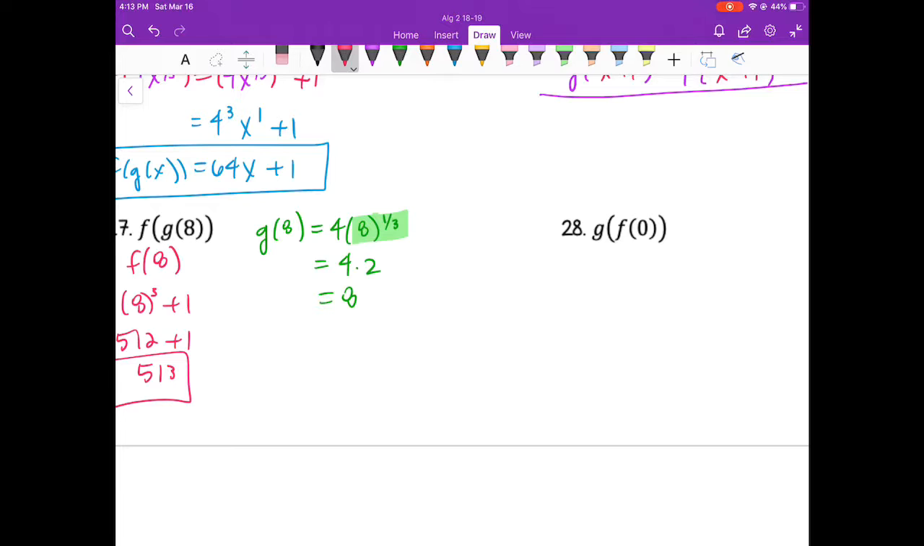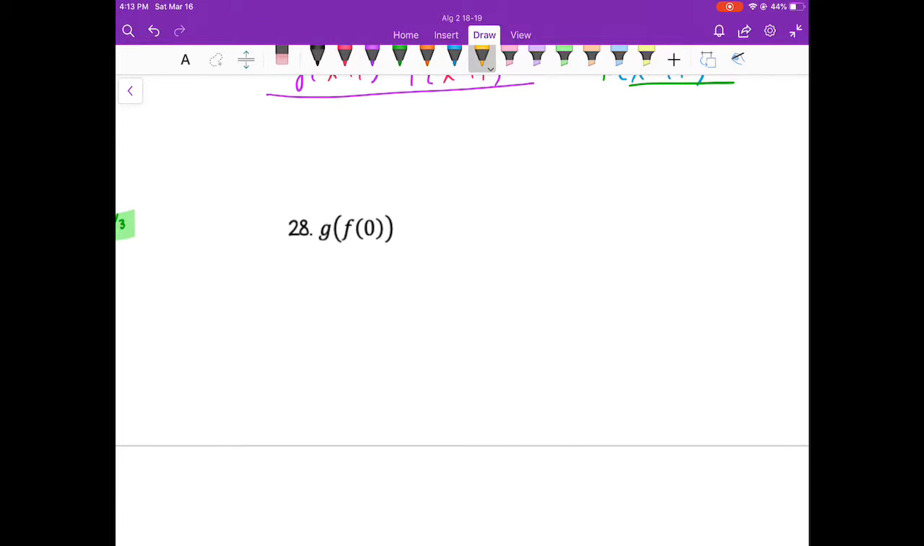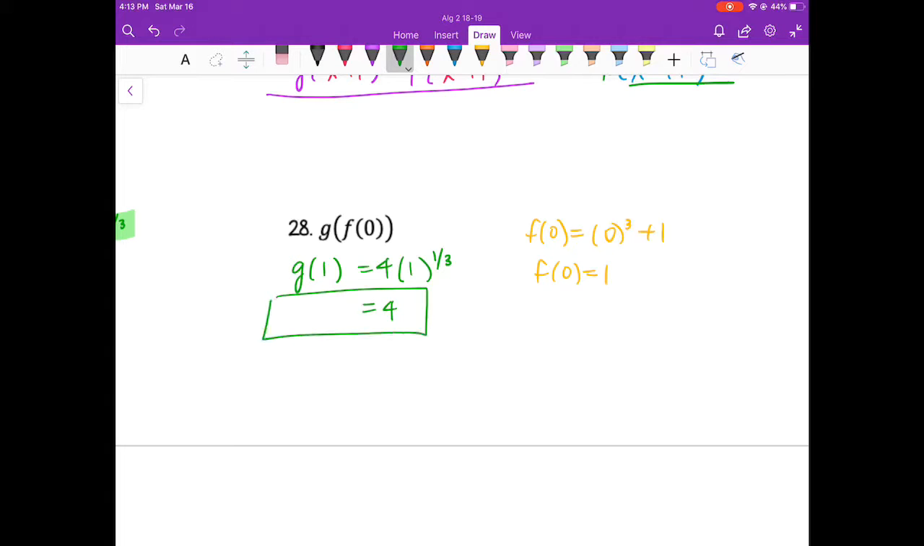Lastly, number 28, g of f of 0. First thing I want to do is find f of 0, and f of x is telling me take my input, cube it, and add 1. Well, 0 cubed is 0. 0 plus 1 is 1. So I'm really finding g of 1. G of x is telling me take 4 times my input to the 1/3 power. 1 to the 1/3 is just 1. So 4 times 1 is 4. So g of f of 0 is 4.